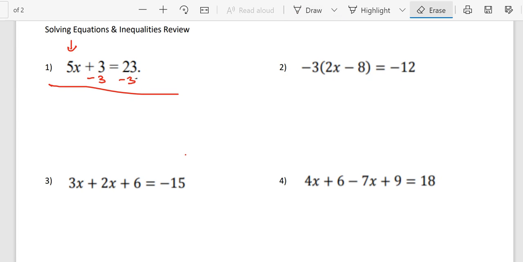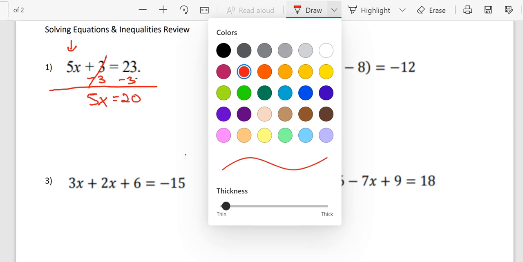Since it's a plus 3, we minus 3 because that's the opposite operation of adding 3. And 3 minus 3 is 0, so that's why we're allowed to cancel that out. That's why we pick it. So we're left with the 5x equals 20. Give me a little bit of time to work my handwriting out again with this writing on the screen.